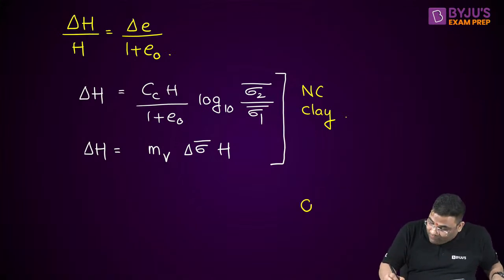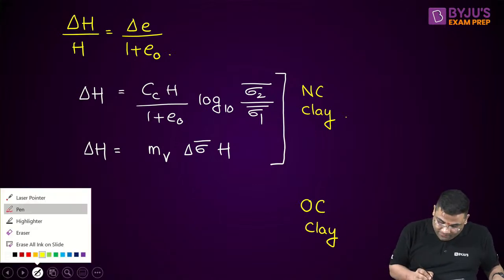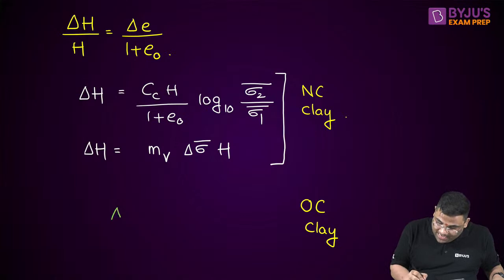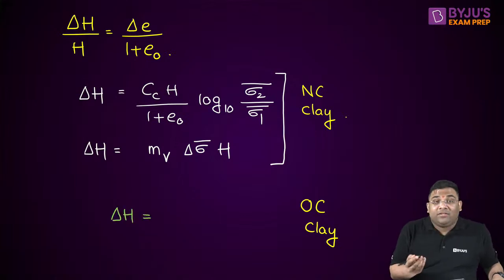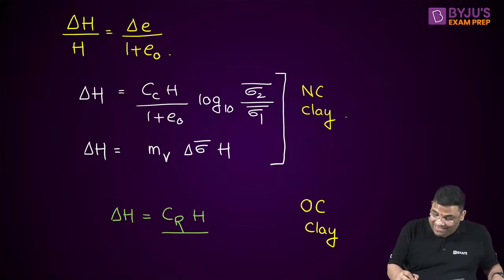Now for OC clay, what will be the change? For OC clay, the change will be very simple. It will be delta H is equal to, in place of compression index, I will use the recompression index, and the equation remains the same.